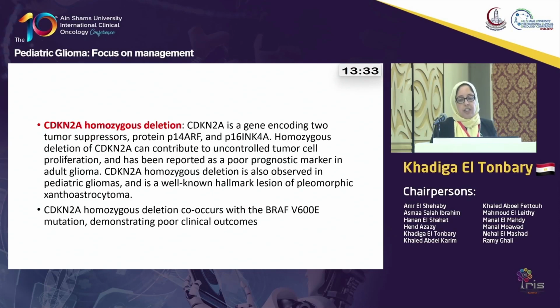CDKN2A homozygous deletion involves a gene encoding two tumor suppressor genes, p14ARF and p16INK4A, and homozygous deletion of such a gene can contribute to uncontrolled tumor cell proliferation and has been reported as a poor prognostic marker in adult gliomas. It's observed in pediatric gliomas and is a hallmark of the pleomorphic xanthoastrocytoma we talked about before.